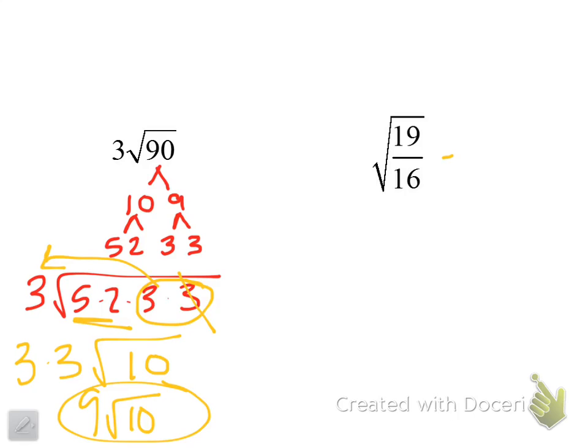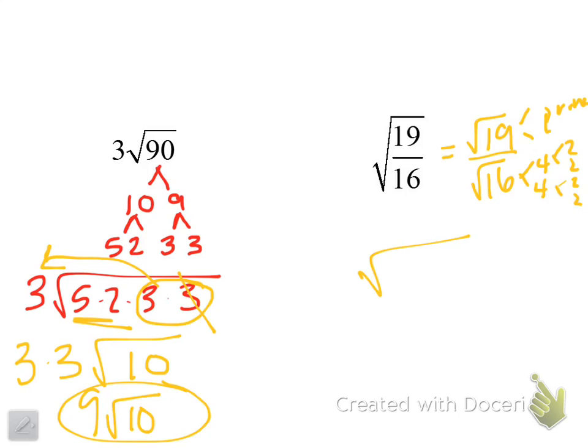Okay, let's go ahead and break these up. So square root of 19 and square root of 16. Okay, let's do our 19. It's actually prime, so it can't be factored any further, but this one can go 4 and 4, 2 and 2, 2 and 2. So let's put those in my radical.